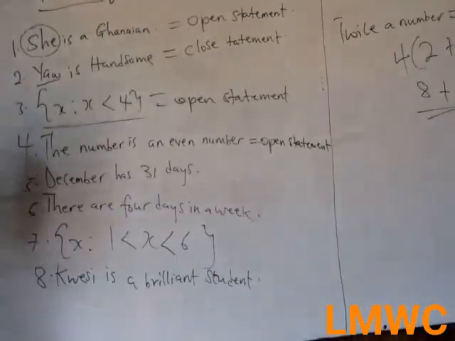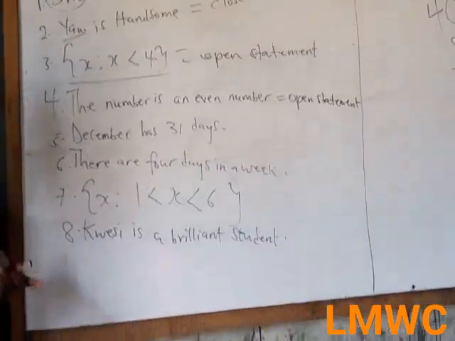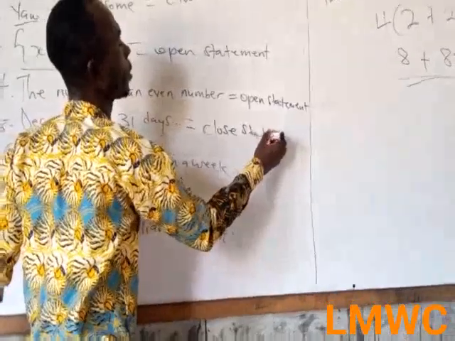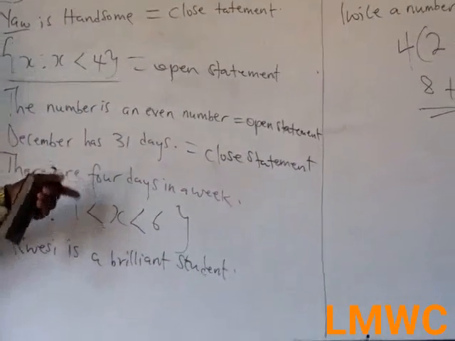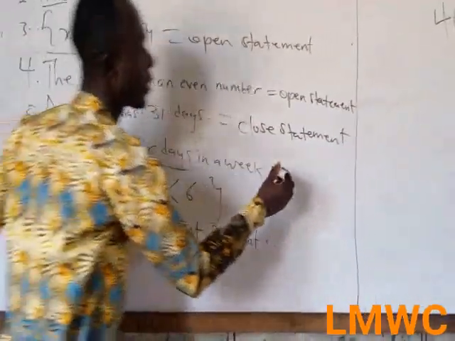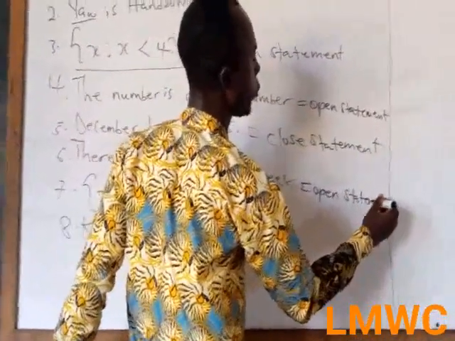5. December has 31 days. It's true. December has 31 days. So this is a closed statement. There are 4 days in a week. No, we have 7 days. So it makes it an open statement, because this is a false statement.